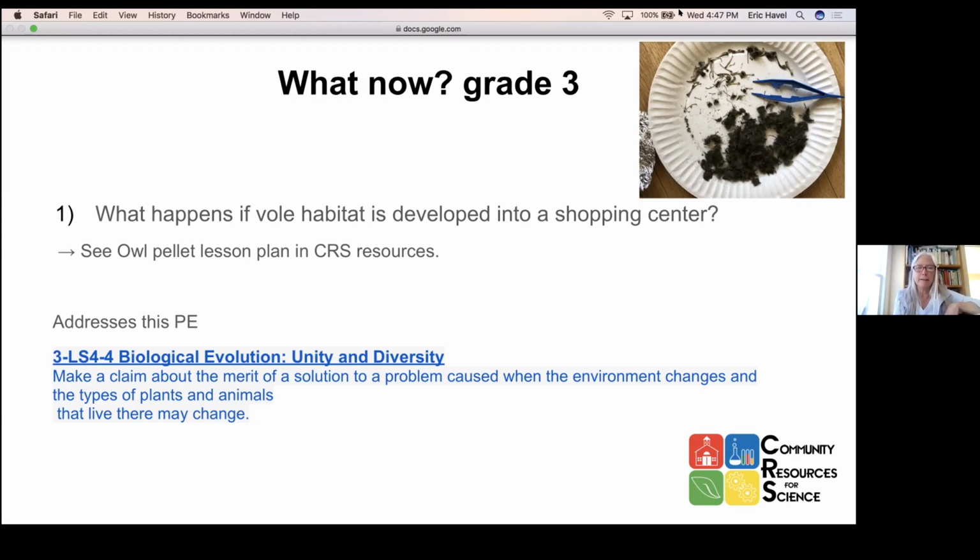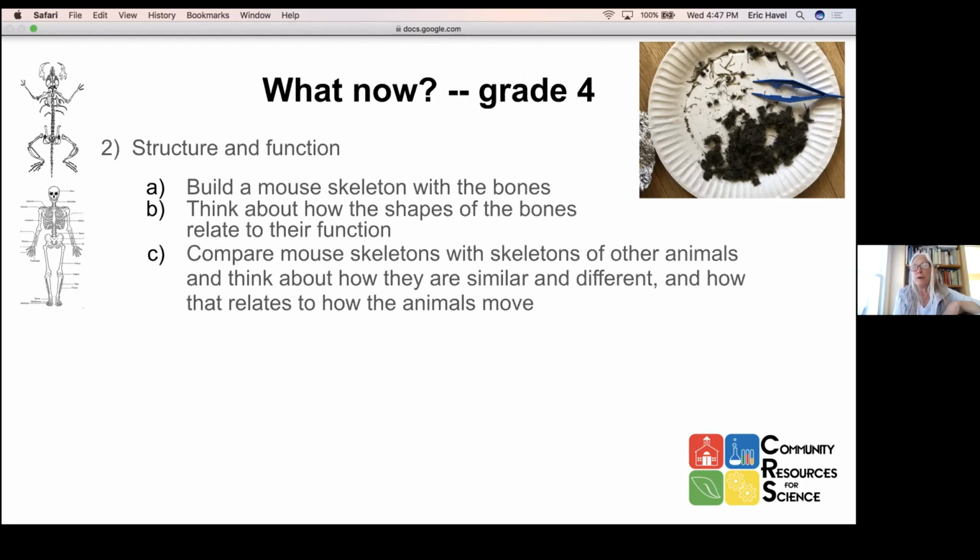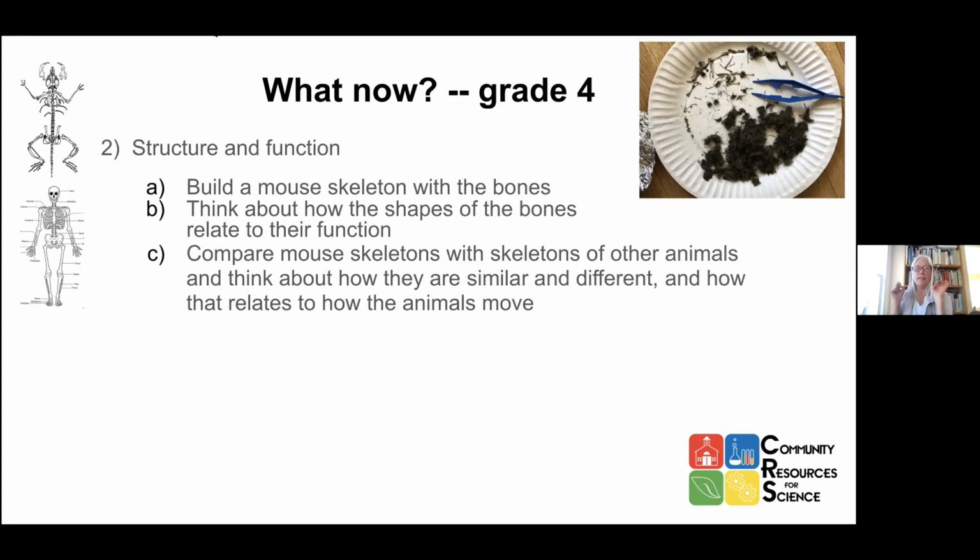Next slide. For grade 4, you could connect to structure and function. You could build a mouse skeleton with the bones. There is an actual sheet, you can see it there on the left side of the slide. It's a laid out mouse, and they can just lay the bones on that and start thinking about the structure of the skeleton and how the different bones function to help the animal move.